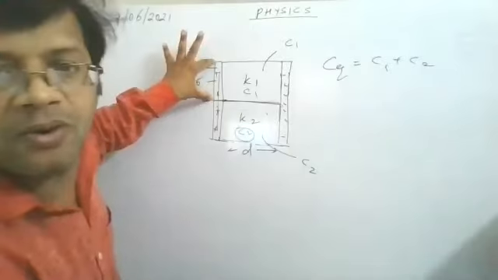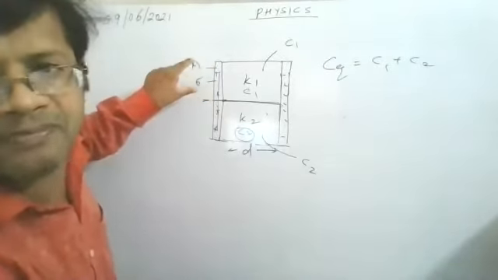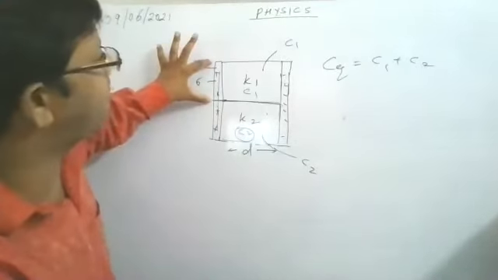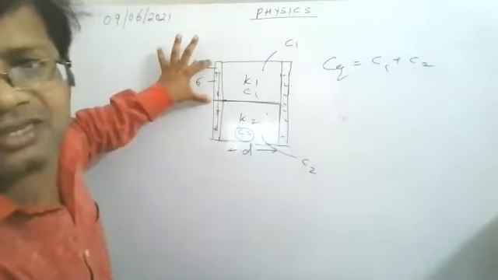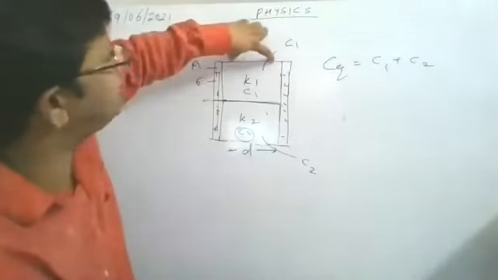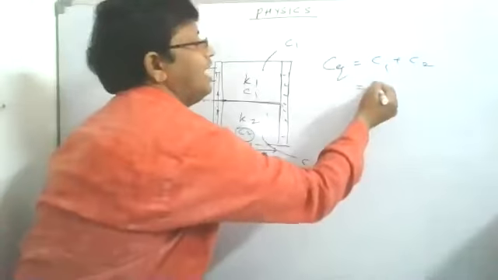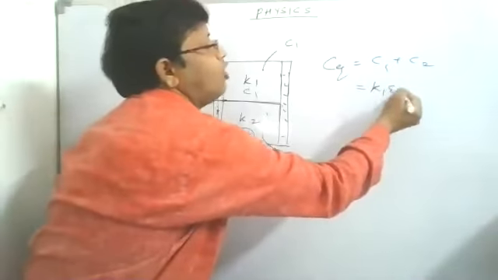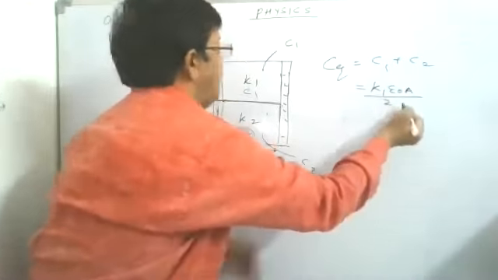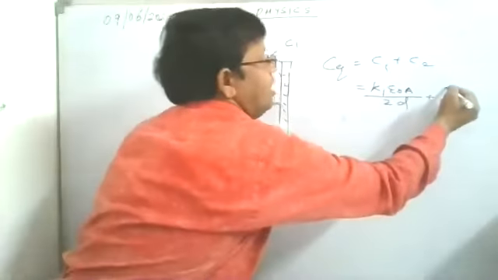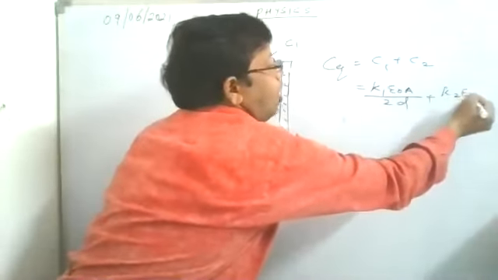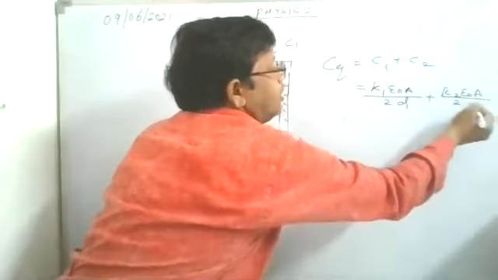Plate area, what is the plate area, beta? Yes, Subham. Kamal, tell me, what is the plate area? A by 2, and separation is D. So for this one, K1 epsilon naught, area is A by 2 and separation is D. For the second capacitor, similarly, K2 epsilon naught A by 2D.